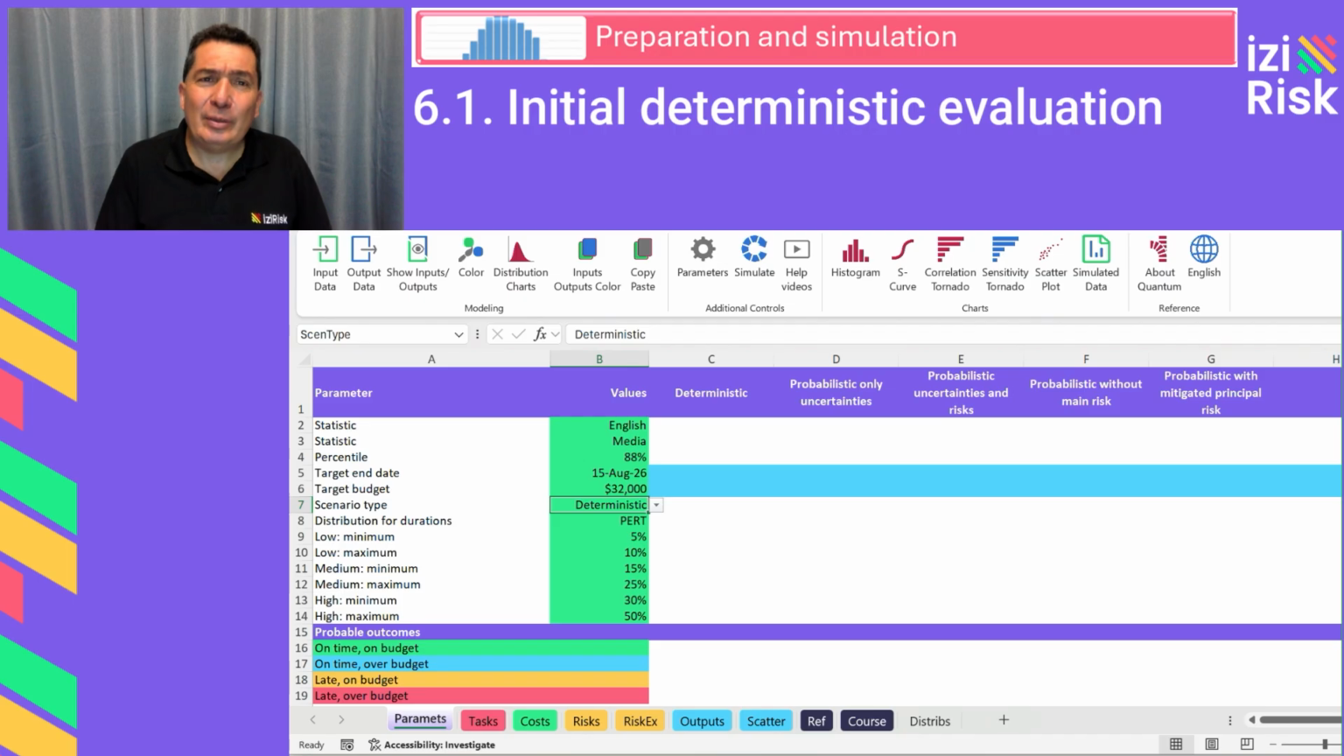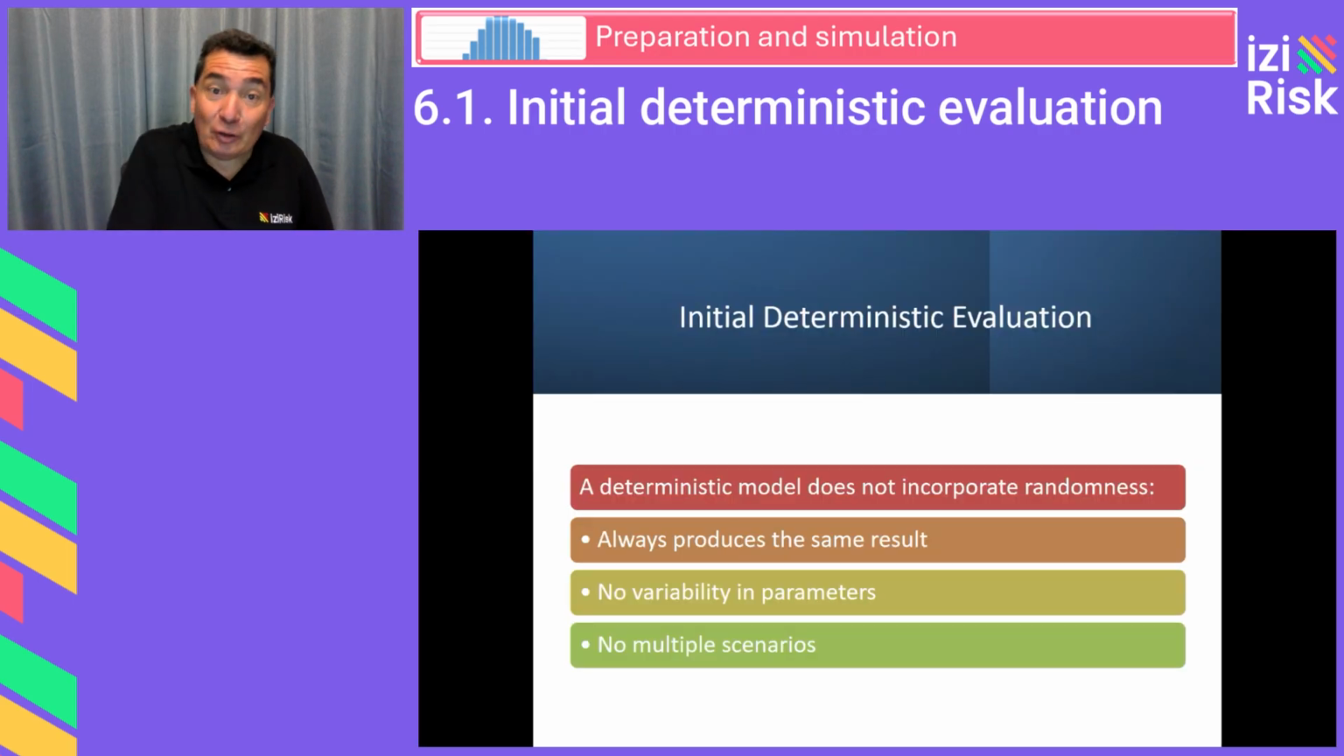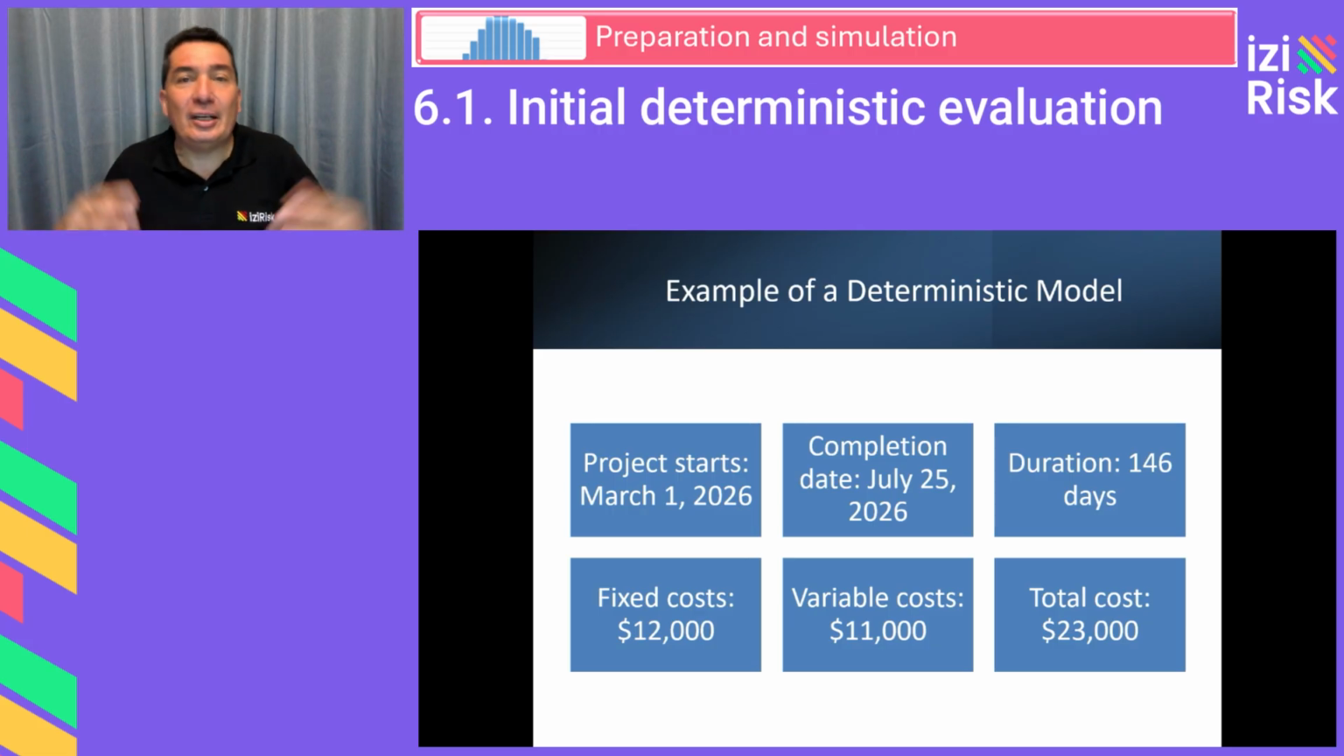What is a deterministic model? A deterministic model is one that does not incorporate randomness in its calculations or results. This means that it always produces the same result if the input data remains the same. There's no variability in the parameters. Probability distributions are not used. Multiple scenarios are not generated because no uncertainty is considered.